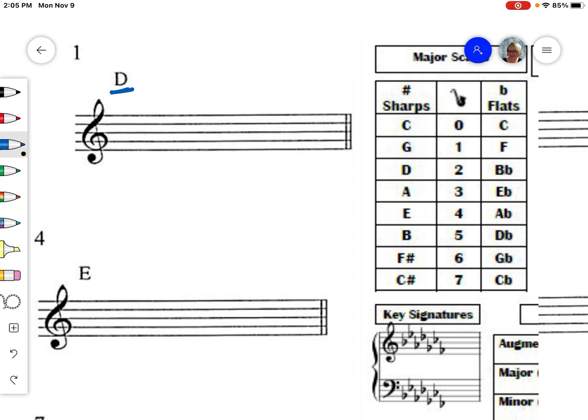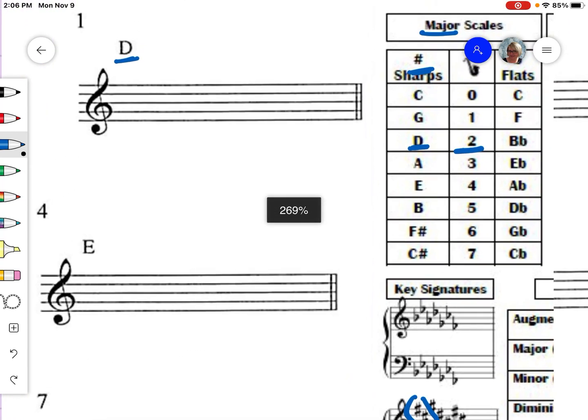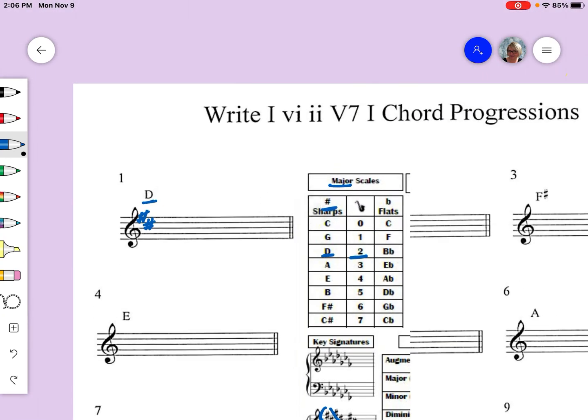So I look at my major scale chart and I see that D has 2 sharps. And then I go down and I copy the first 2 sharps from my chart. So I copy them in the exact place. From there, I'm going to write from the directions the chord progression numbers underneath. 1, 6, 2, 5, 7, and 1.